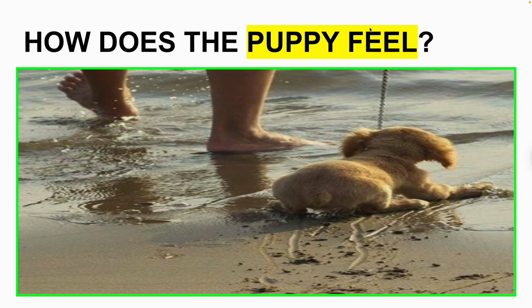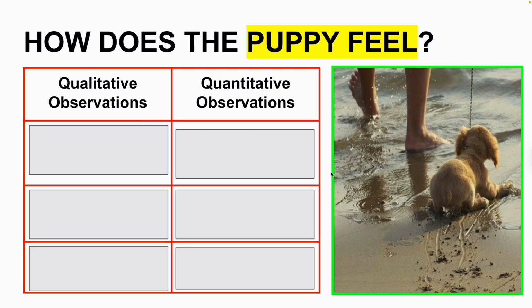And what this does is it allows us to focus on the key words that we need to focus on. In this case, it's the puppy. What about the puppy? Well, how does it feel? So those are the types of observations that we need to gather as evidence in this picture. After reviewing the picture, this is what I came up with. I came up with 3 qualitative and 3 quantitative observations that I could choose from as possible evidence.